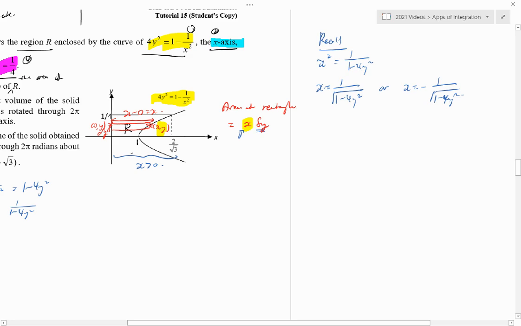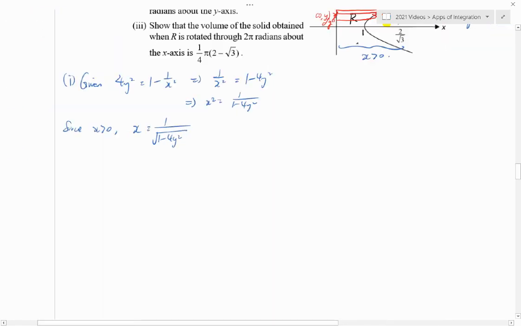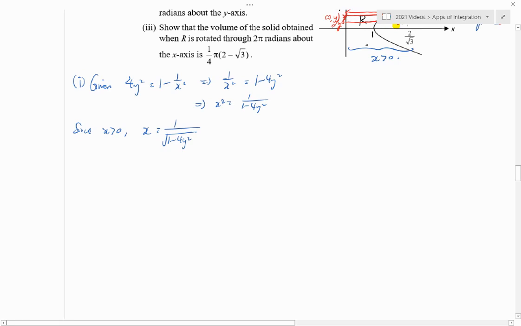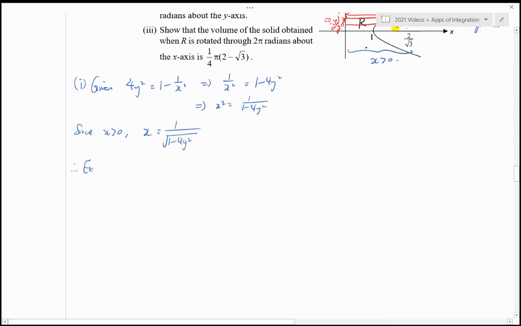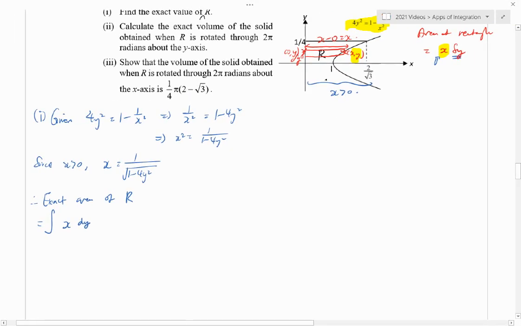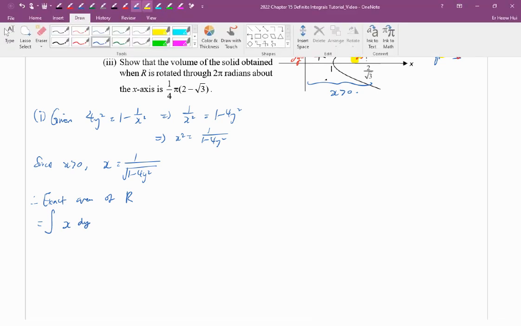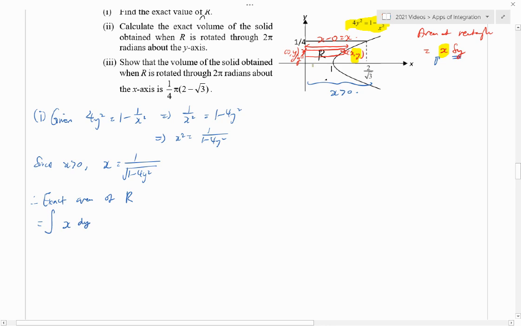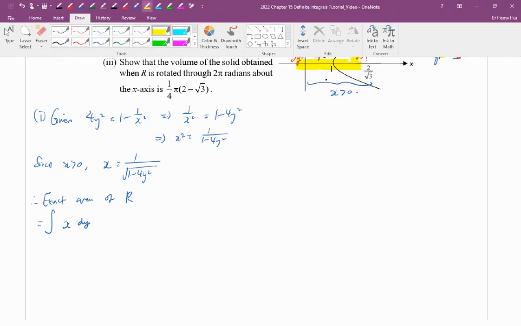Okay, so let's continue from here. Knowing that x is positive, we take the positive square root. So therefore, the exact area of R would then be integrating. It will be the area of one rectangle, x dy, and I'm going to sum it by using integration. Because we are integrating with respect to y, we need to see what the limits of y are. For the region R, the limits are y equals 0 as well as y equals 1/4.